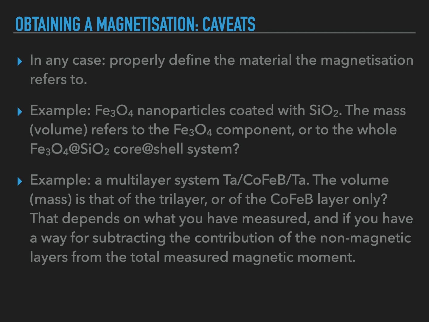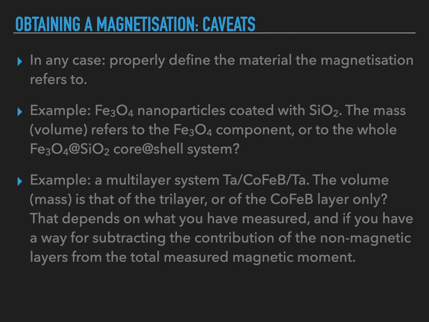In any case, be very careful to specify what the volume or the mass that you have measured refers to. For example, let's say that you have iron oxide nanoparticles, magnetite nanoparticles, coated with silica. The mass or the volume that you have measured refers to what? Refers to magnetite or to the whole magnetite plus silica shell system?